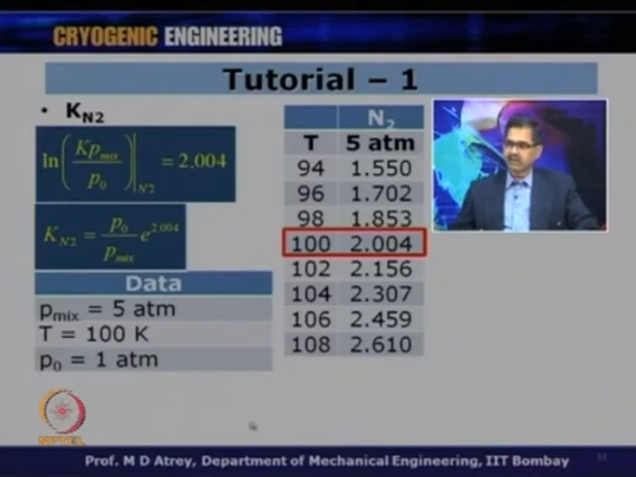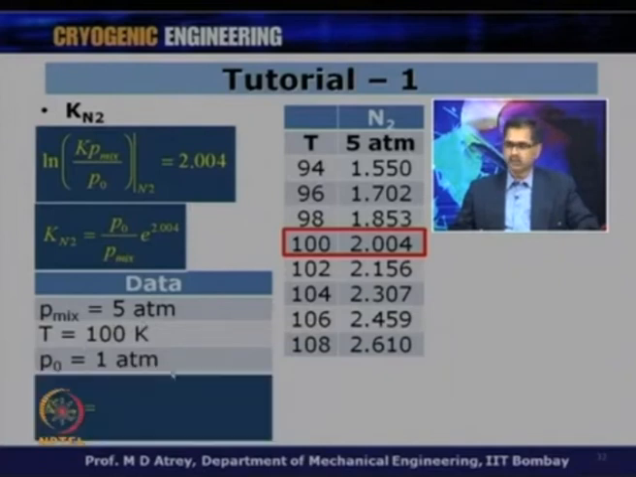And then what are the values of PO and P mixture? PO is 1 atmosphere, P mixture is 5 atmosphere. Putting in the values, 1 over 5 times e to the power 2.004, I get the value of KN2 as 1.483. This is my distribution coefficient for nitrogen at 100 K and pressure of 5 atmosphere.